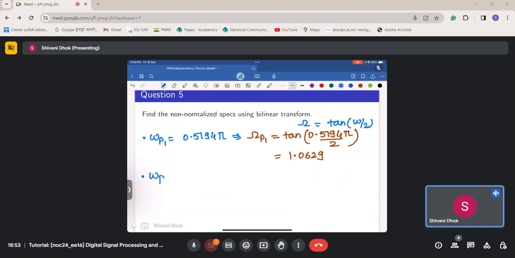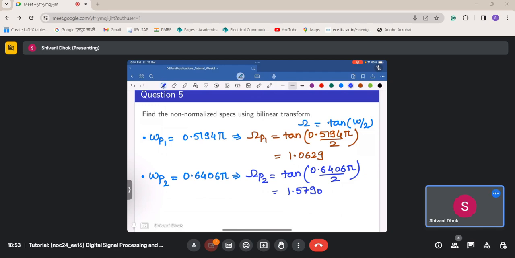Then we have omega p2, which is equal to 0.6406 pi, which implies that capital omega p2 will be tan of 0.6406 pi by 2, and this comes out to be 1.5790.